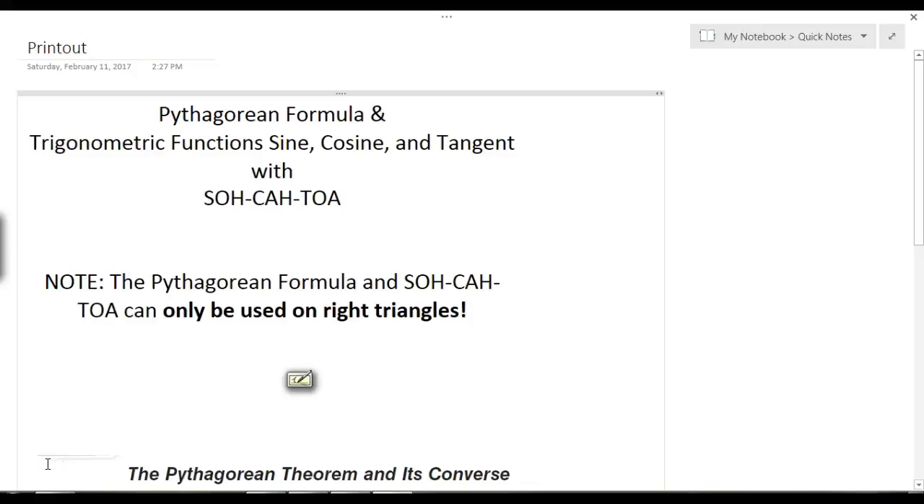This lecture goes over the Pythagorean theorem, or the Pythagorean formula, and the trigonometric functions of sine, cosine, and tangent, with which we'll use SOHCAHTOA. When we're using the Pythagorean formula, or sine, cosine, and tangent by means of SOHCAHTOA, note that we can only do that with right triangles. It's very important that you don't try to use the Pythagorean theorem on something that's not a right triangle, or sine, cosine, and tangent with something that's not a right triangle. A number of you did that on tests.